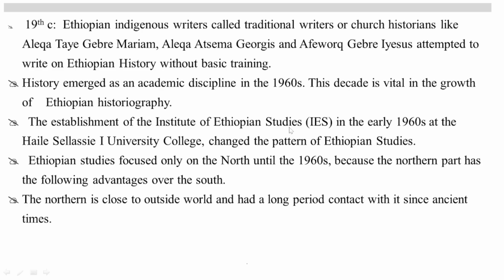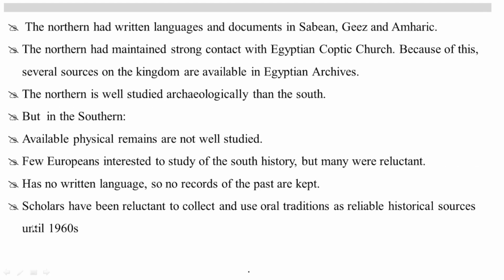So Ethiopian history at that time focused on the northern part of Ethiopia. The north is close to the outside world and had long contact with it since ancient times. Another advantage of the North: the north had a written language and documents in Sabean, Greek and Arabic. The northern people had written languages: Greek, Ge'ez, Amharic and Sabean.